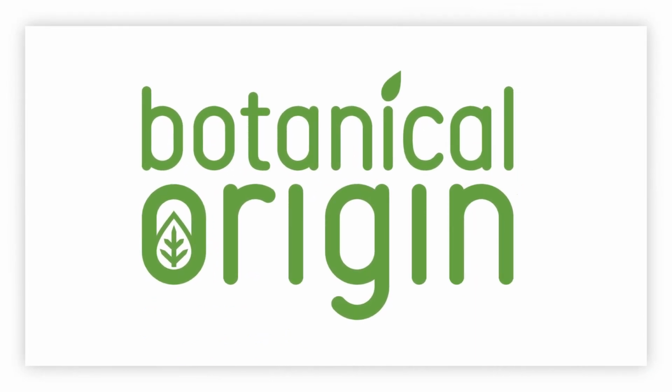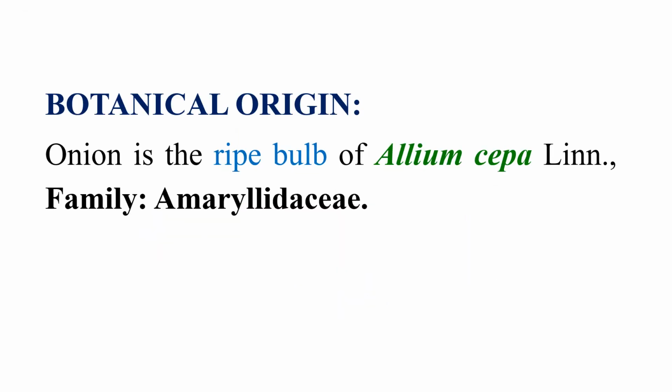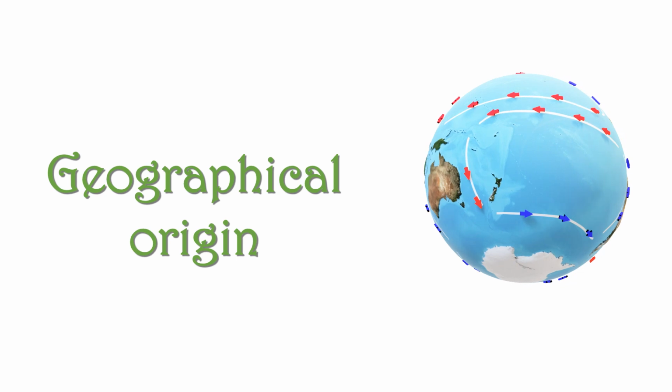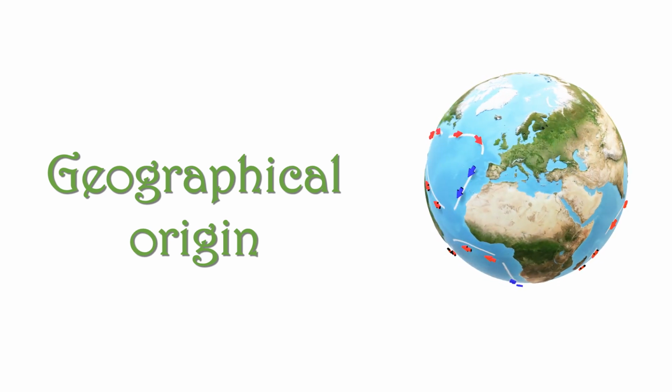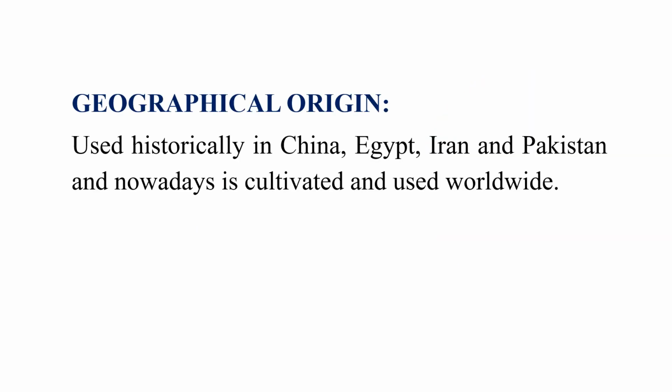Now we will start with the botanical origin of onion. Onion is the ripe bulb of Allium cepa, belonging to family Amaryllidaceae. The geographical origin: onions were used historically in China, Egypt, Iran, and Pakistan, and nowadays are cultivated and used worldwide.